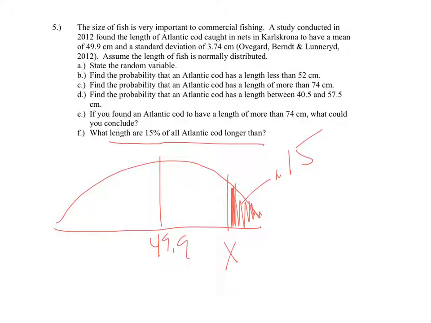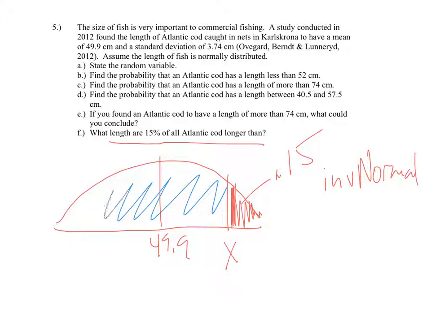So in the book they talk about how with your graphing calculators you can use inverse normal. And if you're going to use a graphing calculator, it's always looking for the area to the left. So I need to use 0.85 as my area to the left. So you'd use 0.85, comma, the mean's 49.9, and the standard deviation is 3.74. And we can do a similar thing with that applet.